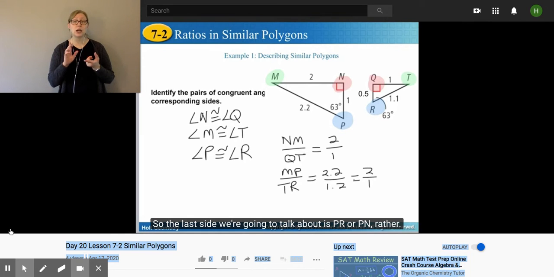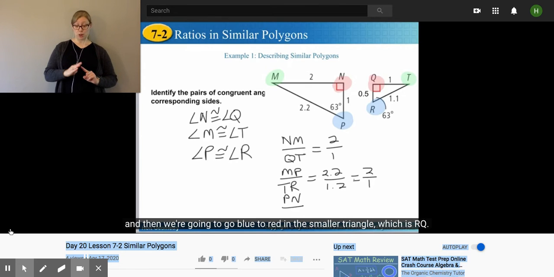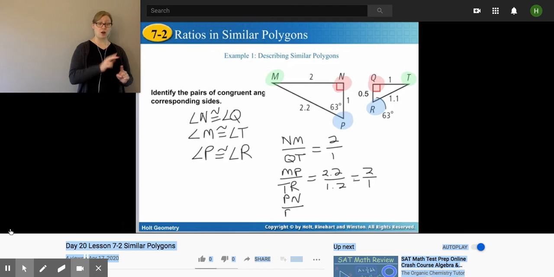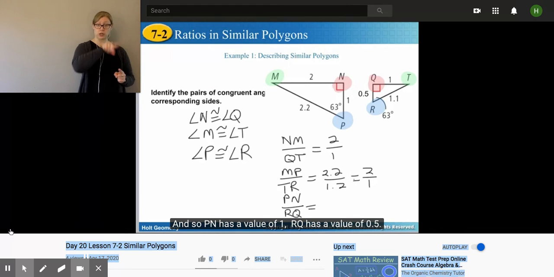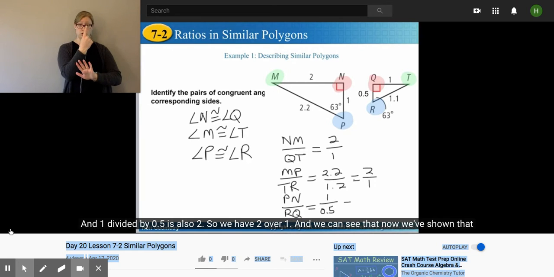So the last side we're going to talk about is PR, or PN rather. So side PN, that's going blue to red. And then we're going to go blue to red in the smaller triangle, which is RQ. And so PN has a value of 1. RQ has a value of 0.5. And 1 divided by 0.5 is also 2. So we have 2 over 1.